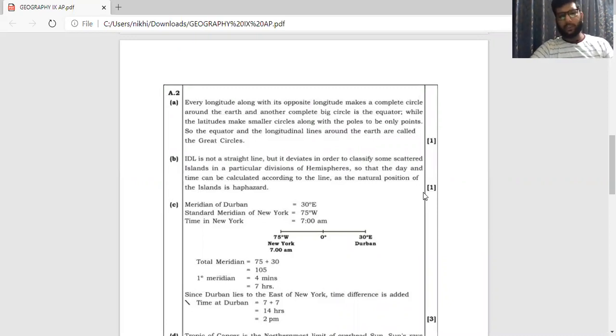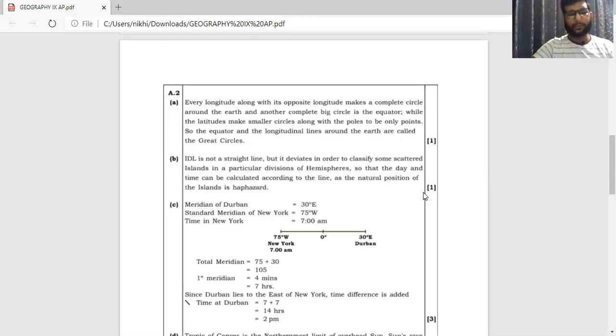Every longitude along with its opposite longitude makes a complete circle around the Earth, and another big circle is at the equator. While the latitude makes a smaller circle, comparatively, if I talk about the poles, the latitudes are making a smaller circle. The equator and the longitudinal lines around the Earth are referred to as a great circle, one of the biggest circles amongst the entire Earth. Right? That's for 1 mark. Again, need not pay much attention to it as it has been omitted in the recent reductions.